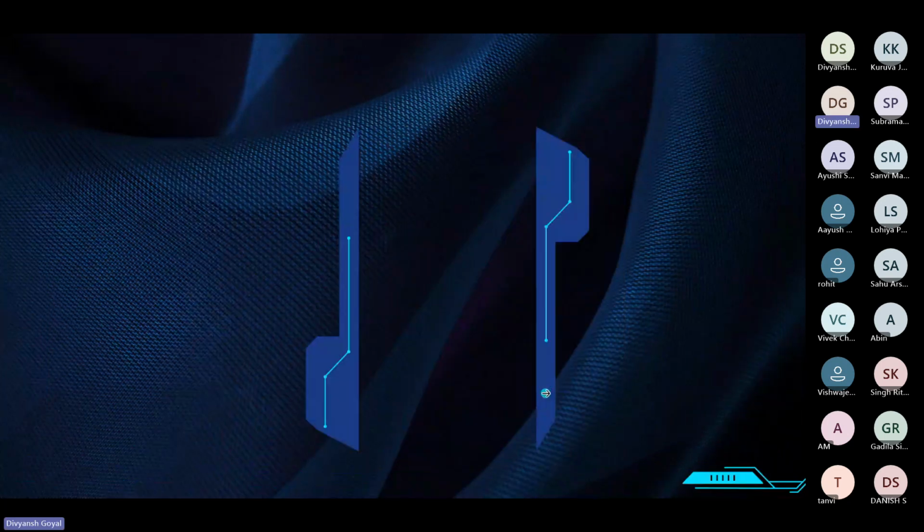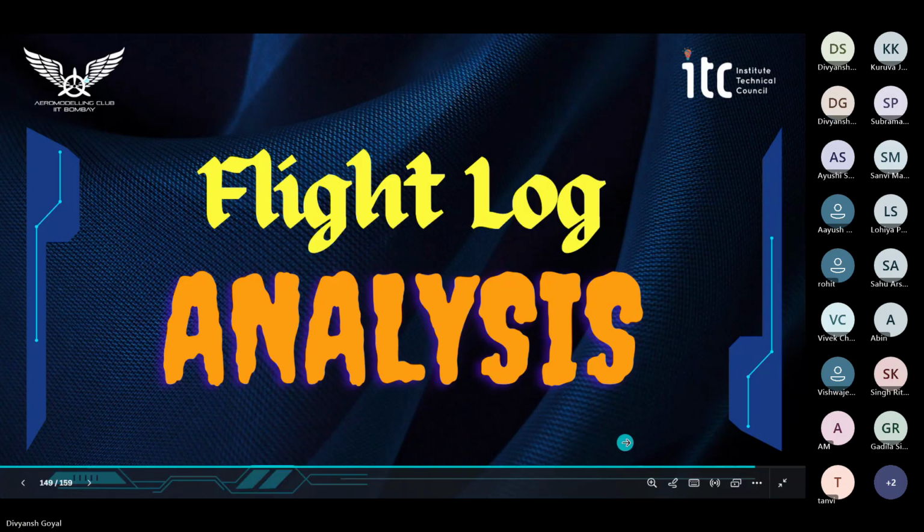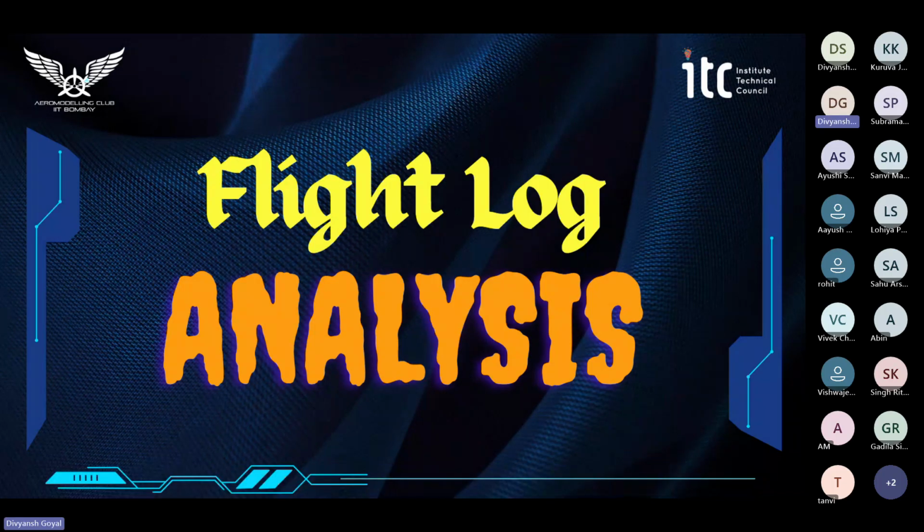So far we have discussed sensor fusion algorithms. If you have any doubt, you can ask in chat. Also, in our aerial robotics workshop, we will cover the Kalman filter and extended Kalman filter in further detail. So let's move to our next topic, that is flight log analysis.